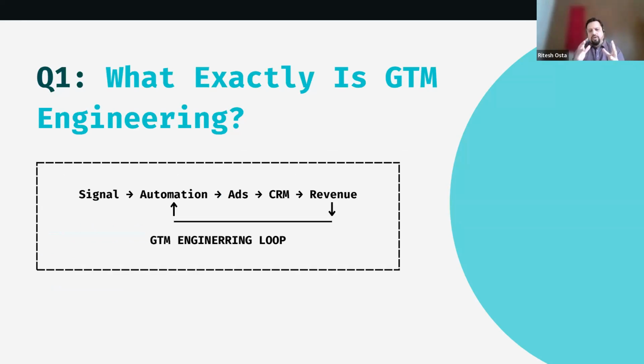If you see it from the visual point of view, in today's world, always look for signals and then try to automate as much as possible. Everything needs to be integrated: the ads, the CRM, the revenue ops. Everything needs to be done, and there needs to be a feedback loop around it.